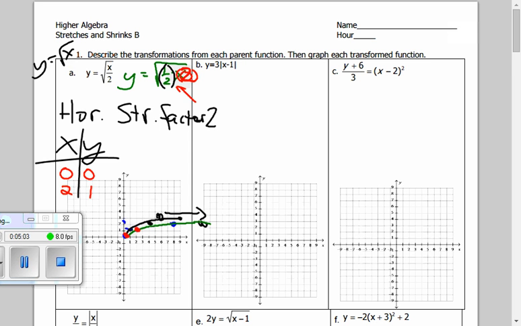Okay, this next one's a V shape. That's stretched 3 times taller and it's moved over to the right 1. I suggested that it would be smart to take your parent points and do the inside changes first. Do you remember that? So which way should I move this? Right or left? Right 1. So I'm going to move everything right 1.